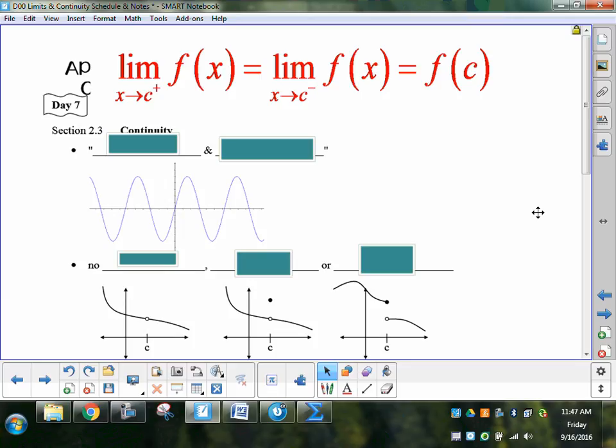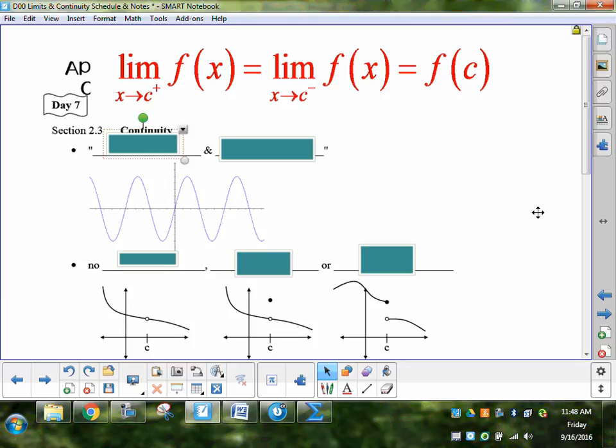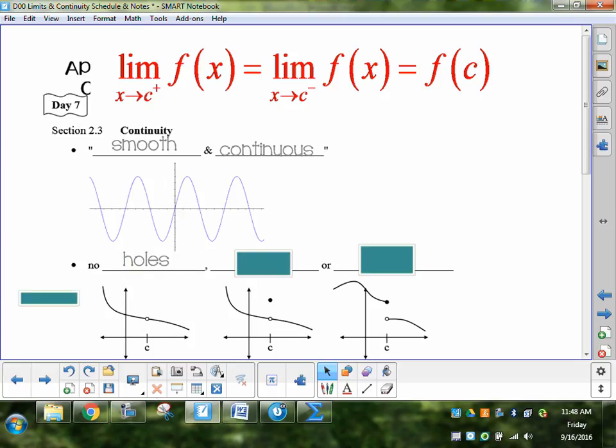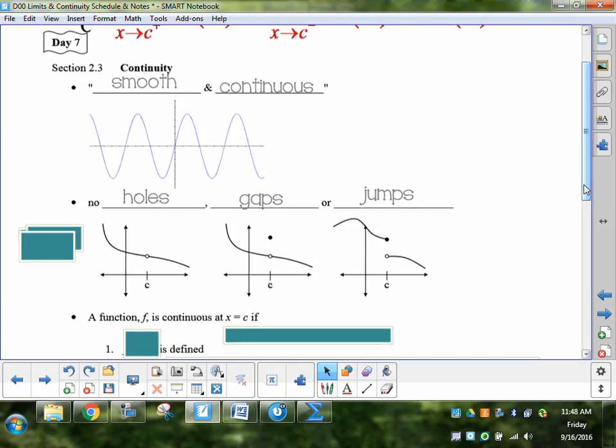Now, functions that are continuous are smooth and have no gaps to them. The sine wave is one of them. A line is one of them. There are no gaps or holes or jumps. A function is continuous if, well, we talked about it before, the limit from the left is equal to the limit from the right, which is equal to the function value.